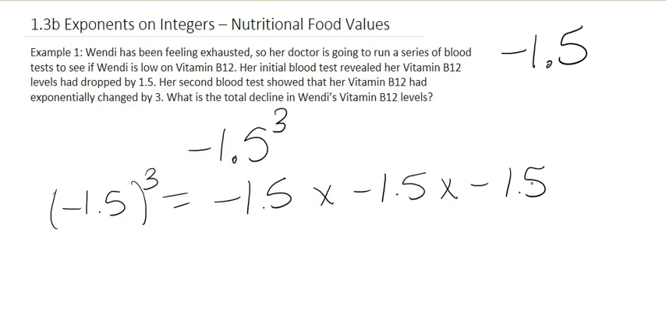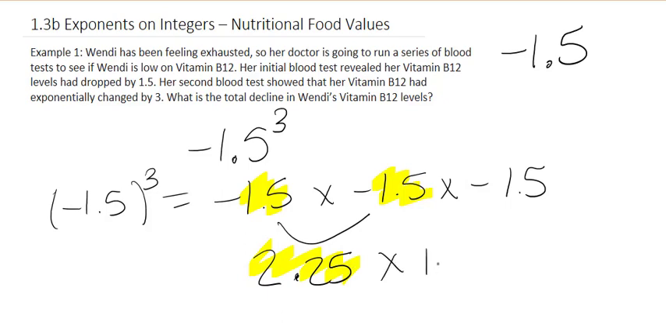So 1.5 times 1.5 is 2.25. So we're only pulling these numbers to give us this answer. Then if we multiply this number by the last 1.5, we have a positive number now times a negative number. And so that means we're going to end up with a negative number, and this is equal to negative 3.375.